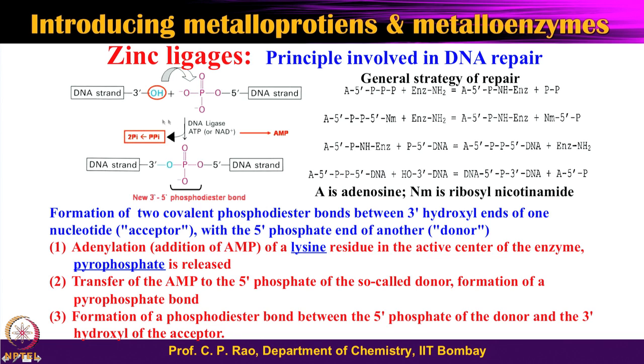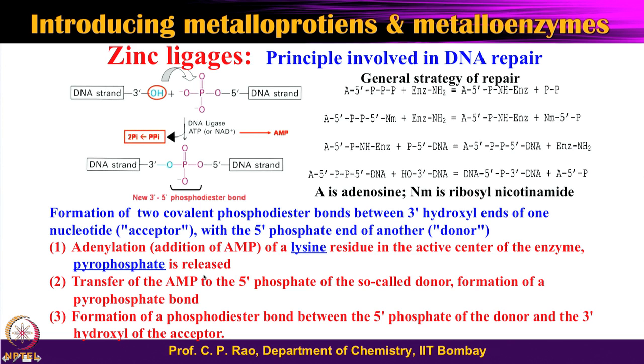Okay. So, therefore, you can see all of them, the 3', the 5', the ATP utilization, and then finally bond formation. So, you have a 3' strand and the 5' strand together. This will lead to the formation of two covalent phosphodiester bonds between the 3' hydroxyl end of one nucleotide, which you call the acceptor, and the 5' end, which is phosphate, which is called the donor in this case. In this terminology, this is called the acceptor, this is called the donor.